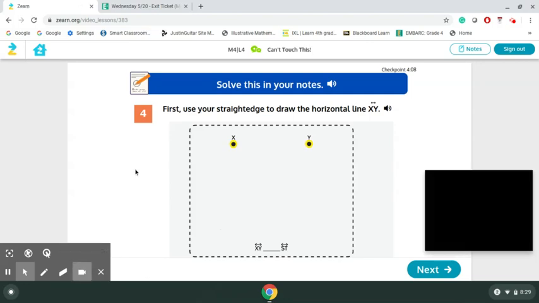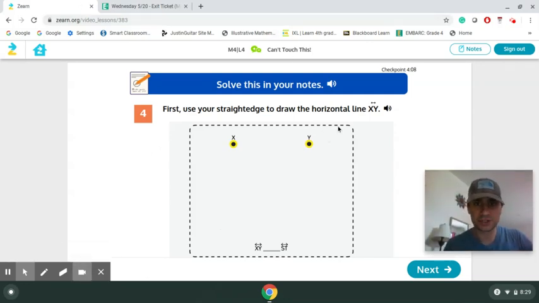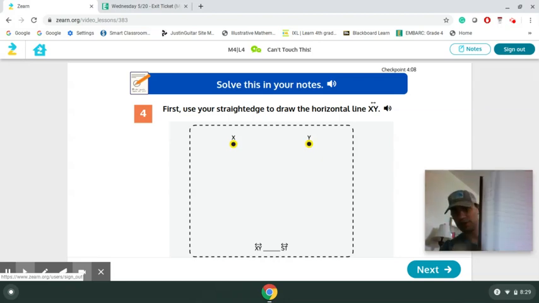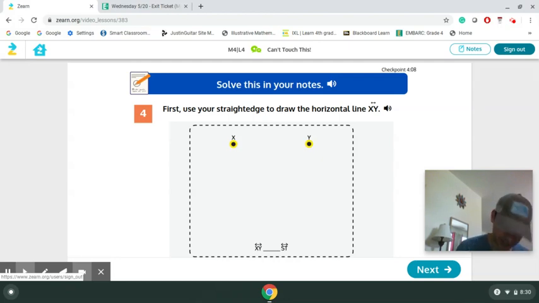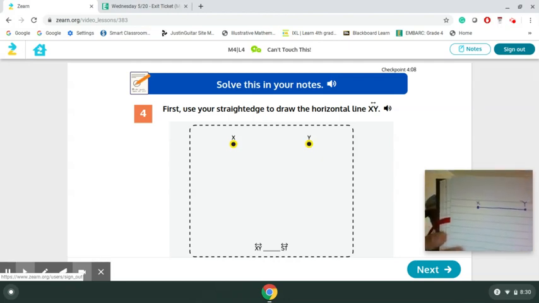All right, my friends. First, use your straight edge to draw the horizontal line X, Y. What I would do, I would get a new piece of lined paper if you have it. If you don't, you can use a straight edge, like a ruler or a folder. I'm just going to use this lined paper because they're already perfect lines. And I'm going to do a point on one side, X, and a point on the other side, Y. And I'm going to draw a line between them, just like that. Check it out.